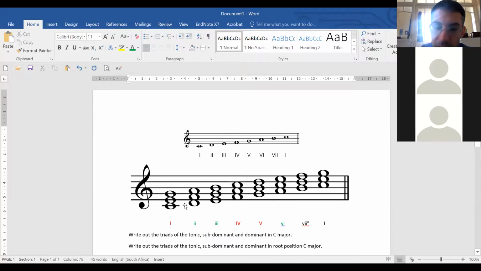They're exactly the same because root position is where the note on which it is based is at the bottom. And all of these are in root position because these are where the chords are based. We've based the tonic chord on C, the subdominant chord on F, and the dominant chord on G. Okay.